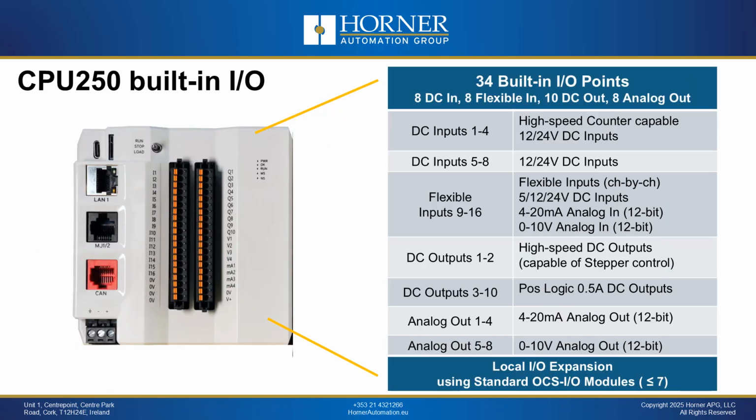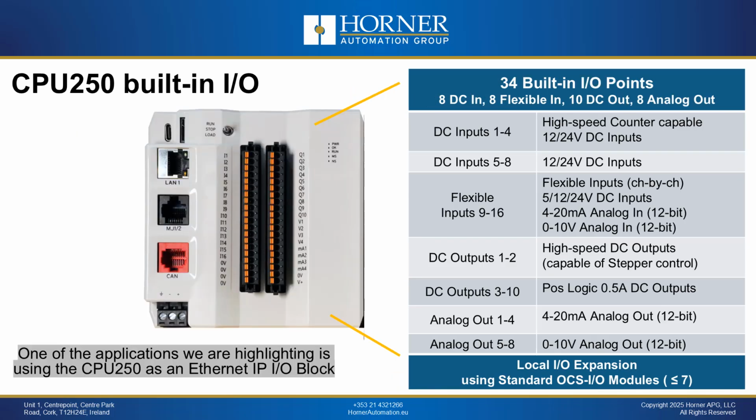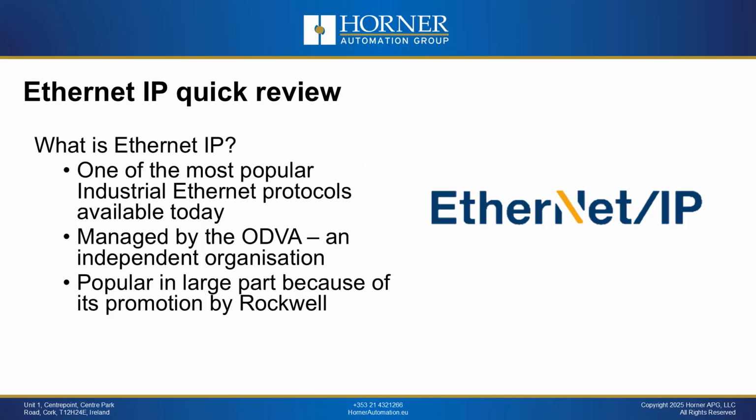Now from a built-in I/O standpoint for the CPU 250, it is packed full, and one of the highlights is the flexible I/O, which are 8 specific inputs. They can either be digital or analog voltage or current, 5, 12 or 24 volts. The message for the CPU 250 I/O is there are plenty of them and it is highly configurable. And today, as we previously mentioned, one of the applications we are highlighting is using the CPU 250 as an Ethernet IP I/O block. Now let's start with a quick review of Ethernet IP.